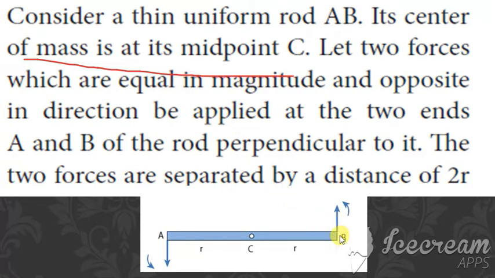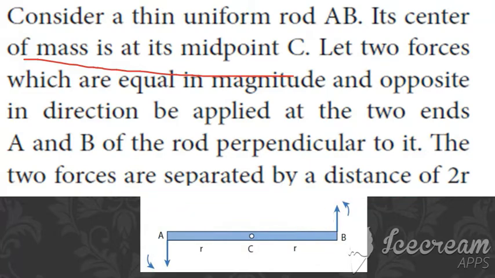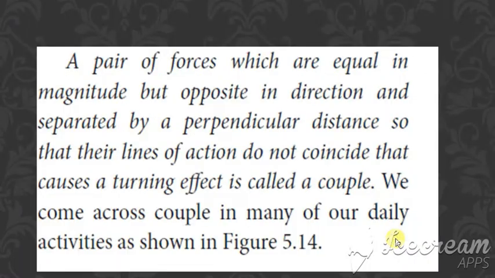For the point B, the force is in the upward direction, and for the point A, it is in the downward direction. These two forces are separated by a distance 2r. So this is r and this is again r, so the full distance is 2r. If you have any two opposite forces which are separated by some distance, that constitutes a couple.